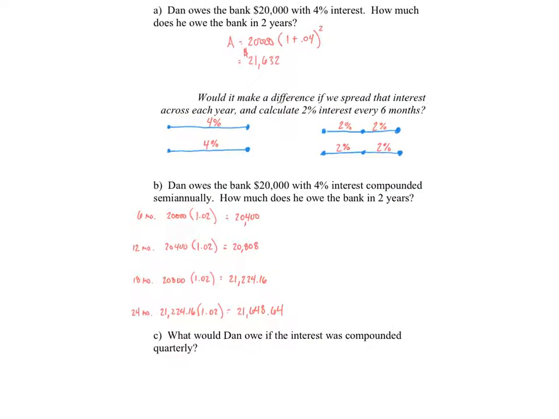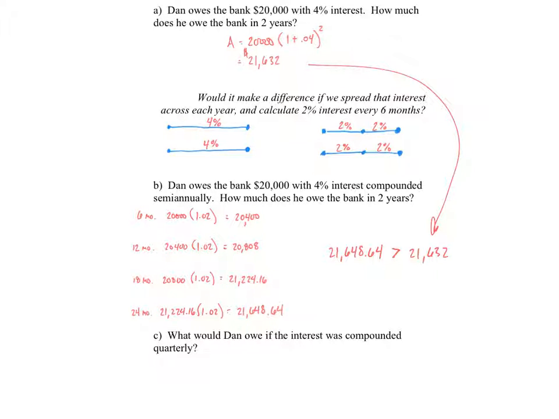So we take a look at that and we say, if I compound the interest, then he's going to owe $21,648.64. If we don't compound the interest, he owes $21,632. So that's more money if we compound the interest. It's not a lot more money, but it is more, just a few bucks.